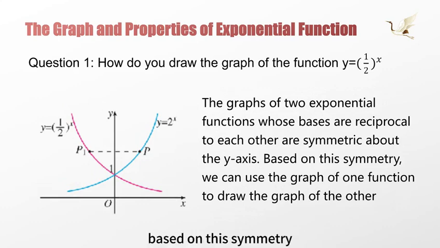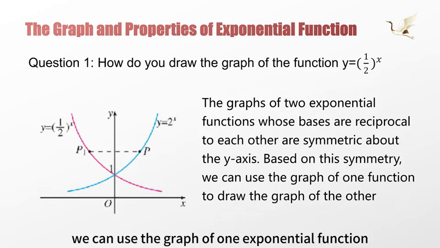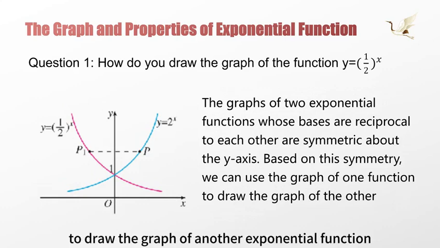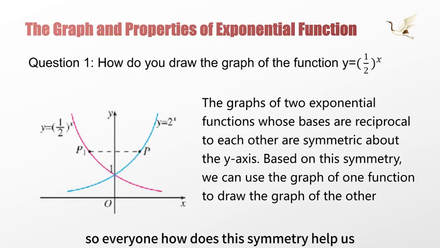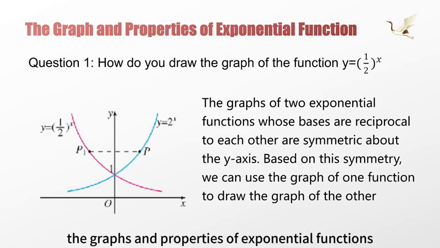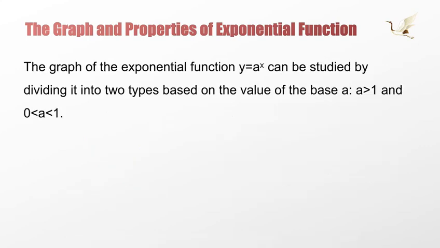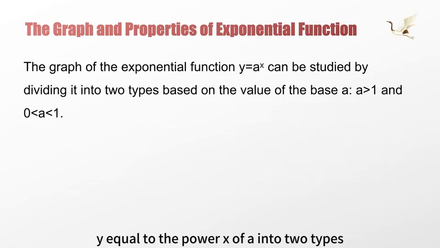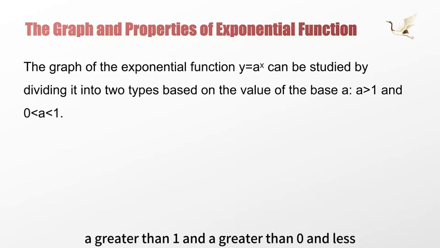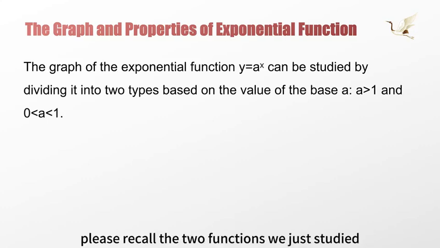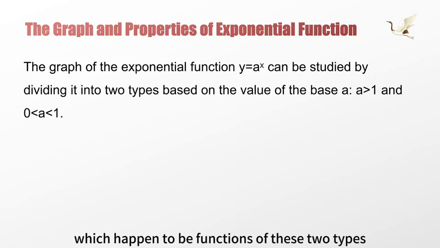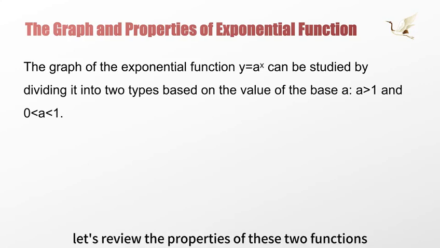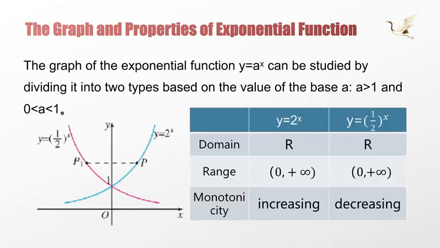Based on this symmetry, we can use the graph of one exponential function to draw the graph of another exponential function. So, how does this symmetry help us study the graphs and properties of exponential functions? Based on this symmetry, we can classify the exponential function y equals a to the power of x into two types according to the base: a greater than 1, and a greater than 0 and less than 1. Please recall the two functions we just studied, which happen to be functions of these two types. Let's review the properties of these two functions.